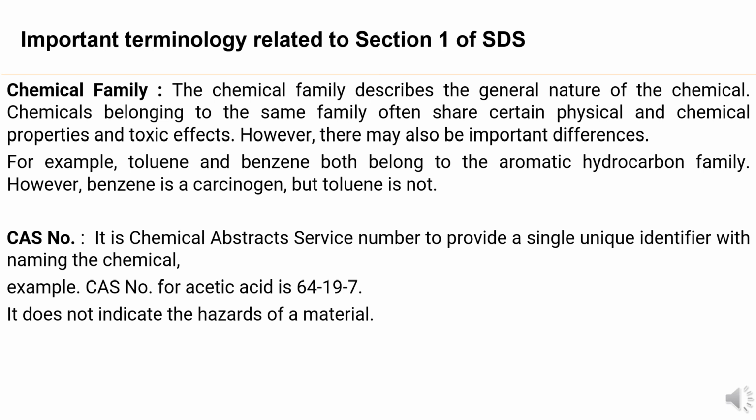CAS number. It is the Chemical Abstracts Service number, which provides a single unique identifier for naming the chemical. Example, the CAS number for acetic acid is 64-19-7. It does not indicate the hazards of a material.